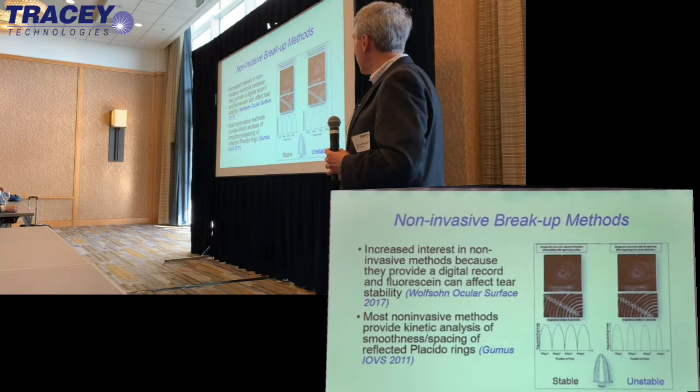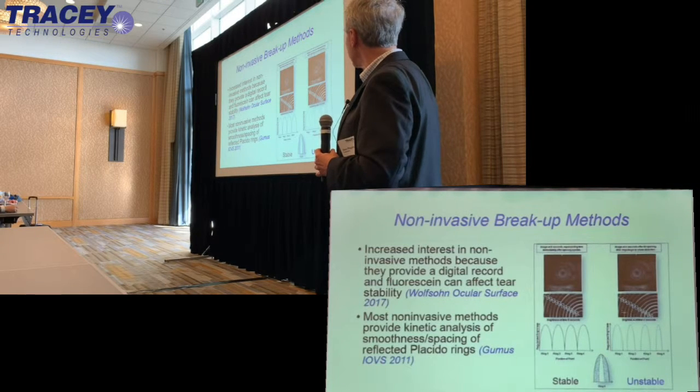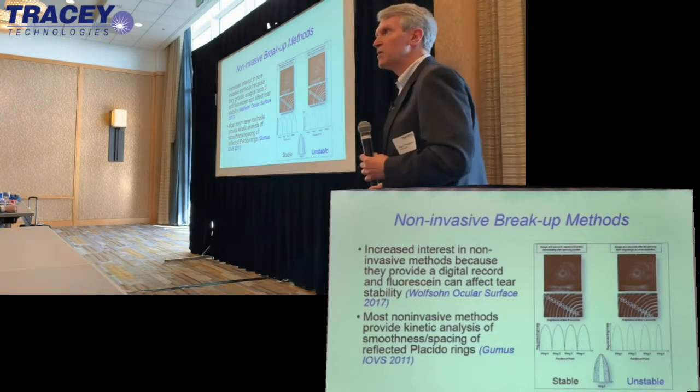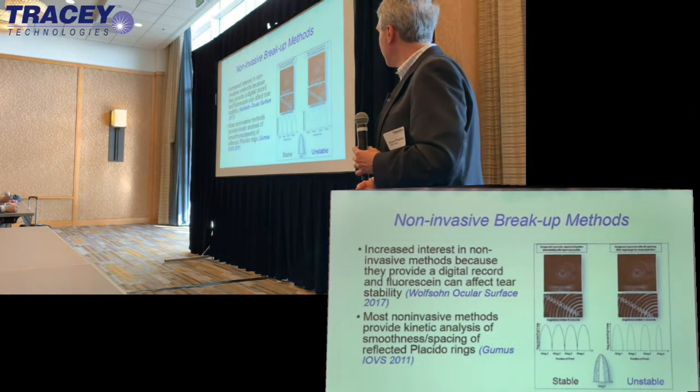And most of the methods use a kinetic analysis of smoothness or spacing of the reflected rings. And you can see in a normal eye, the rings are fairly evenly spaced and fairly consistent thickness, whereas in eyes with an unstable tear film, the rings are of variable thickness and variable spacing. So some of the software programs have used that method.